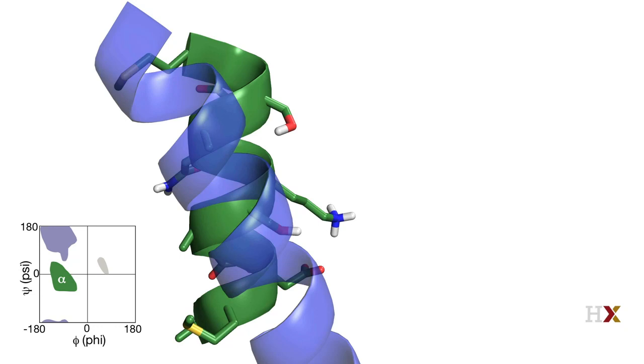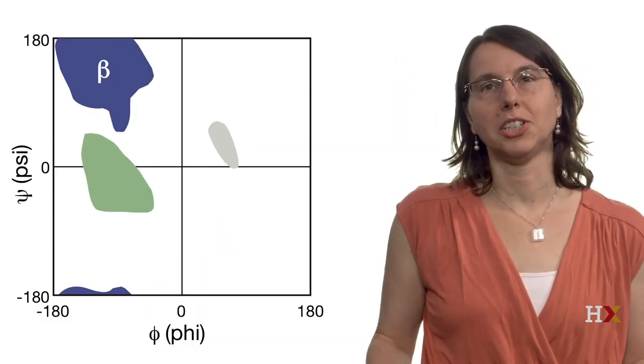Here's a quick brain teaser for you. Why do we sometimes say that prolines break helices? Can you think of why that is? There'll be a question about this at the end of the video. Let's now turn to beta sheets.